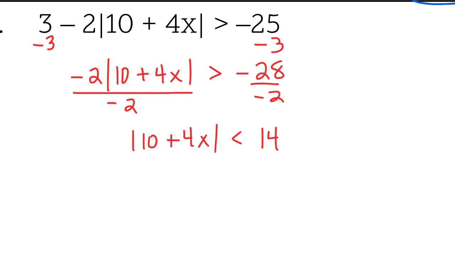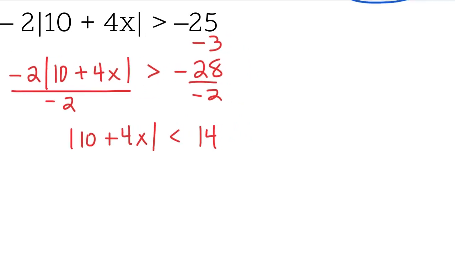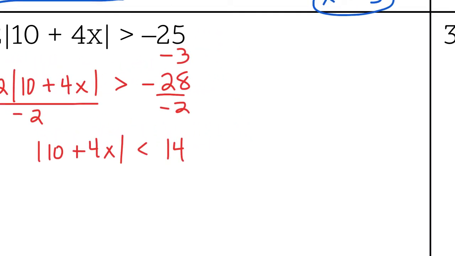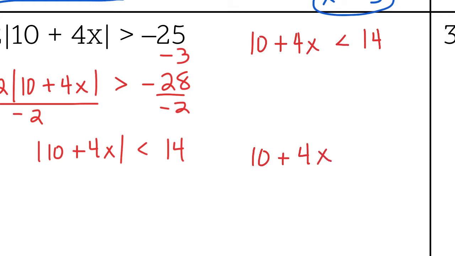Now that that absolute value is by itself, I'm going to set up my two equations. So for the first one, we're going to leave it the same. We're just going to take off those absolute value bars. So 10 plus 4x is less than 14. For my other equation, I'll have 10 plus 4x, but we flip the symbol so it'd be greater than, and we make it negative, so minus 14.